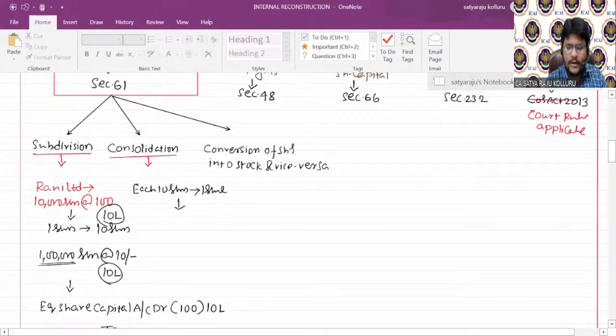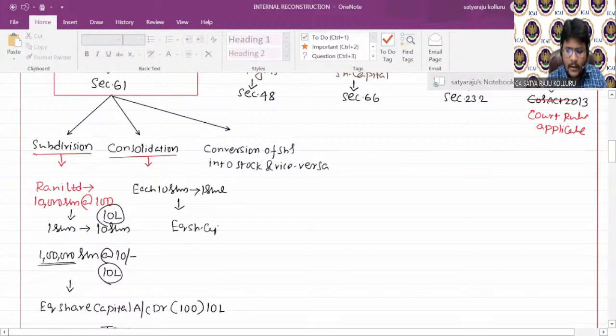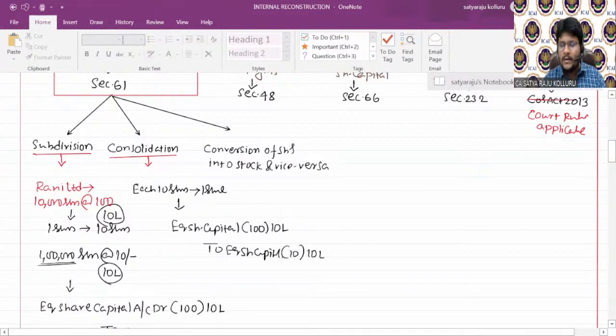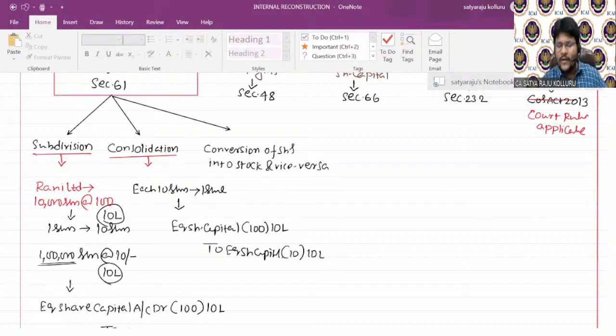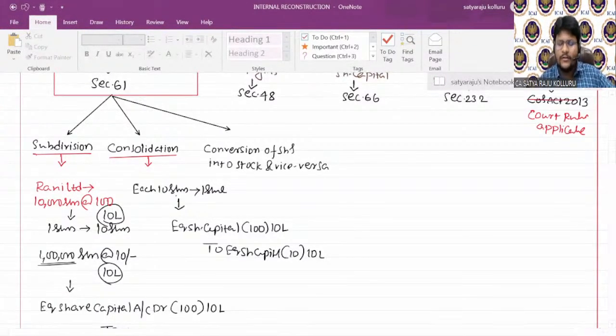Now, what is the journal entry you need to pass here? Equity share capital, 100 rupees face value, you need to cancel. There is no change in the total paid up capital. To equity share capital, so the new face value is 10 rupees. Here you should represent the face value absolutely, guys, because the entry representation occurs only through such face value. So now, in case of consolidation, again, the 1 lakh shares are converted into 10,000 shares.